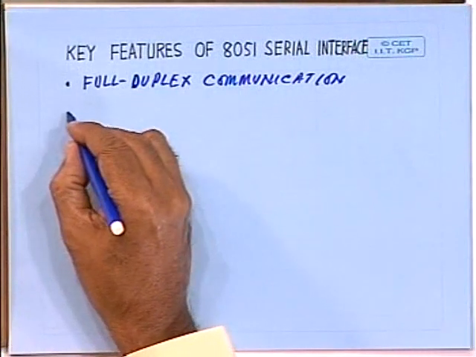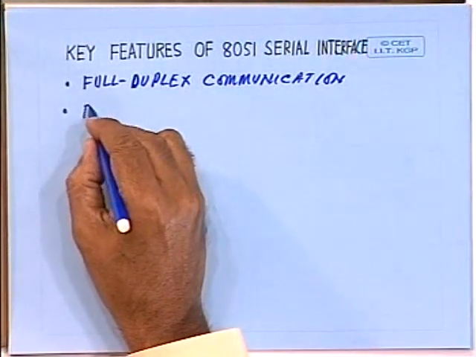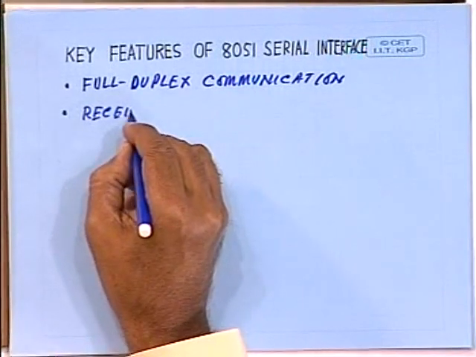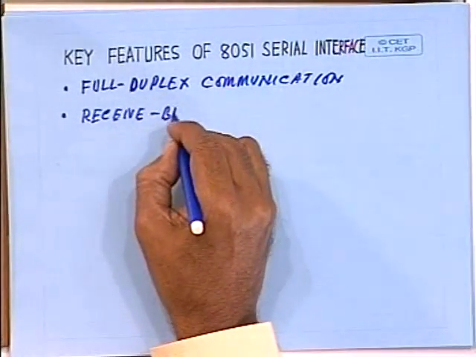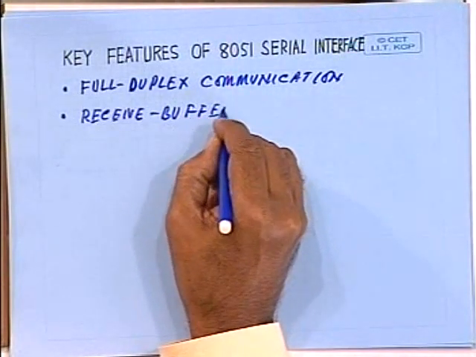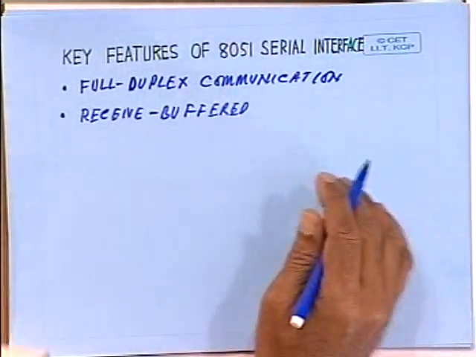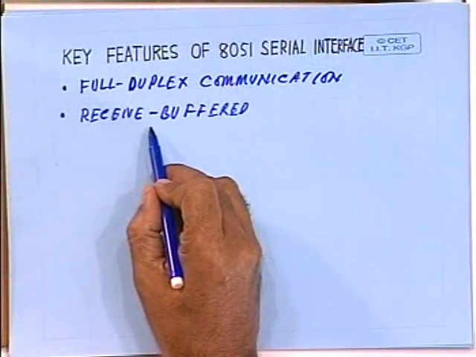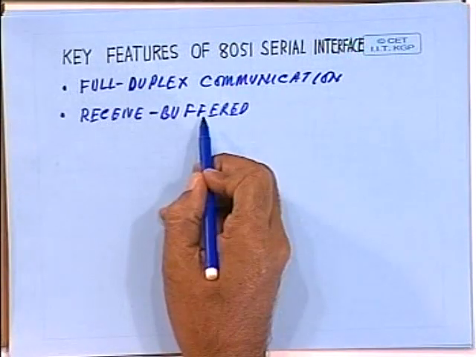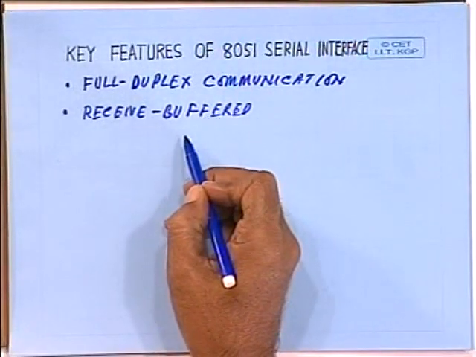Then the second feature is that it is receive buffered. By that I mean the serial circuitry has been provided with two buffers. One is for communication between the microprocessor and one for serially taking data from the serial line. That means after receiving one byte of data, still you can receive the second byte.